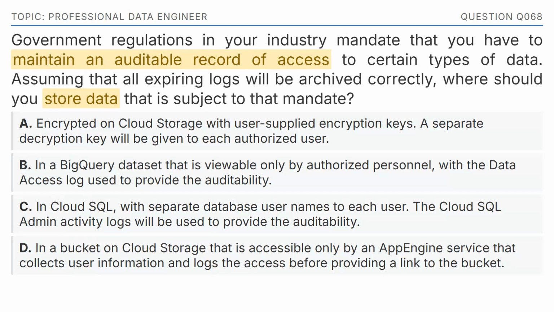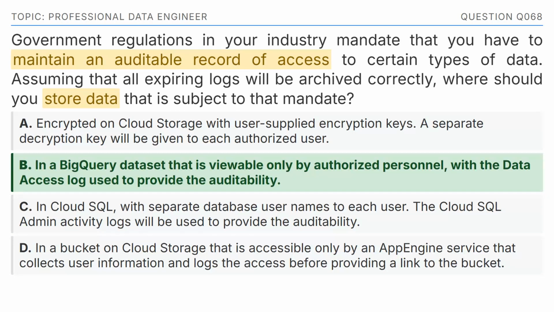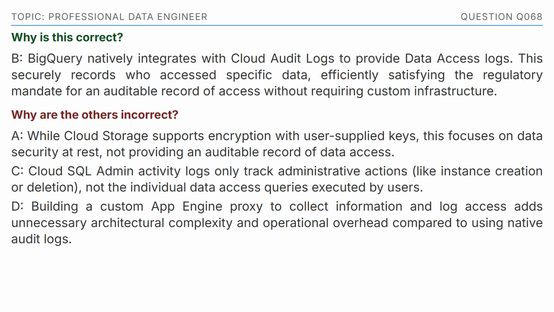To arrive at the correct answer, we focus on the keywords: maintain an auditable record of access, store data. The correct answer is option B, in a BigQuery dataset that is viewable only by authorized personnel, with the data access log used to provide the auditability. Why is this correct? B.